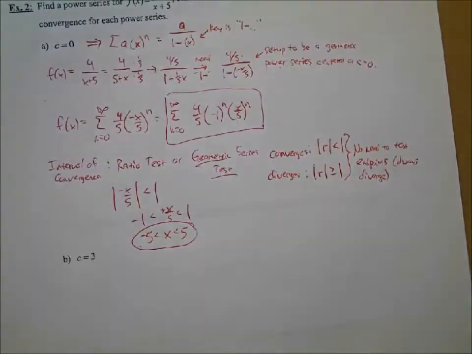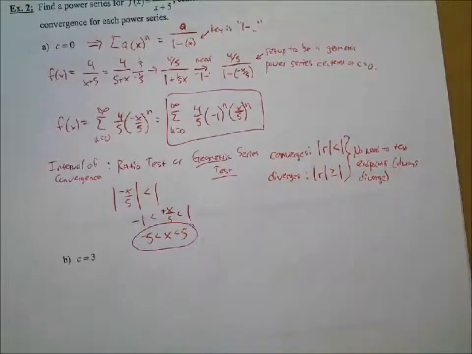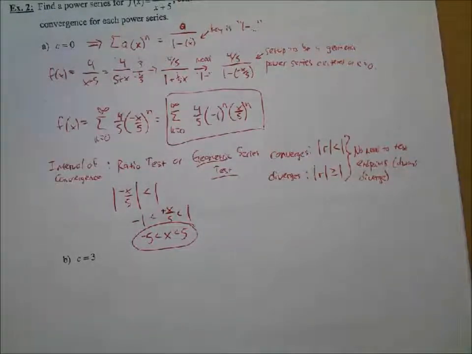How did it just become a positive x over 5? Oh, because it's in the absolute value there. It turns out it won't really matter, but it's okay. We'll do the absolute value there. In this case, it wouldn't matter.